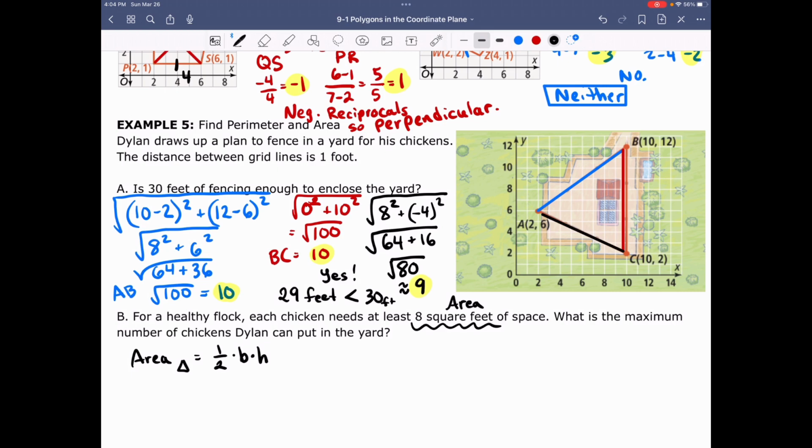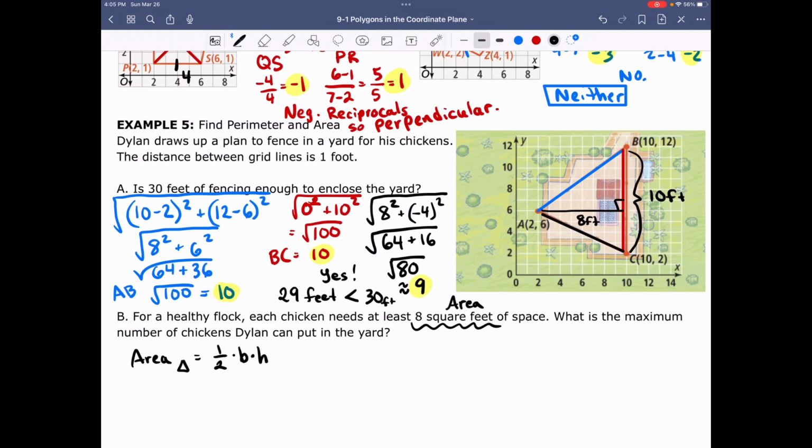I am going to use this line here as the height because it's perpendicular to the base. Okay, and I can figure out easily that distance because it goes from 2 on the x-axis to 10 on the x-axis. If I count the squares, it's 8 feet. And if I count the squares here for the base, it's 10 feet.